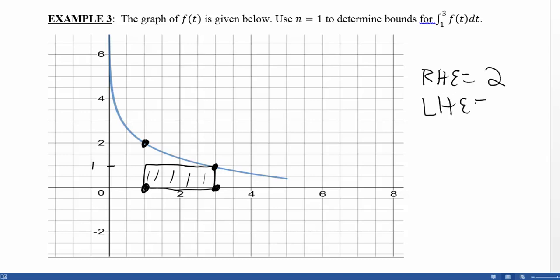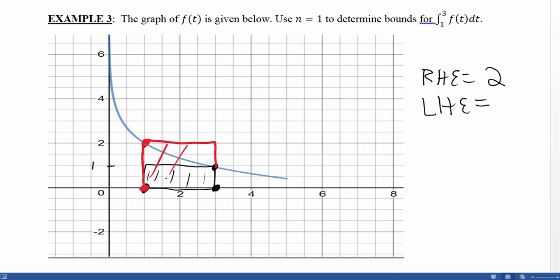Now for my left-hand estimate, I'm going to do the same thing, only now I'm going to use the left point of the 2, which was at 1, between 1 and 3. And I'm going to use that to go up and hit my function.